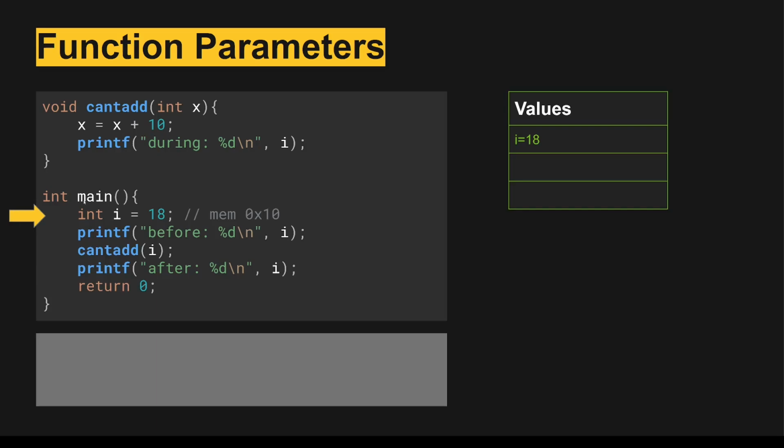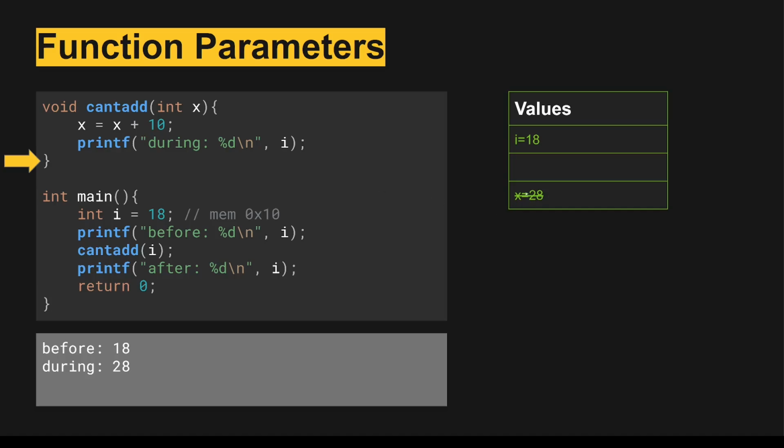We have a main function here, and we set up the variable I, and it's equal to 18. So in memory, we have I equals 18. We can print before I equals 18, and then we pass in I. And so now I's value of 18 is copied to X up here as we come in. And then X plus 10 equals 28. So X is set to 28. We print that value, and then we return.